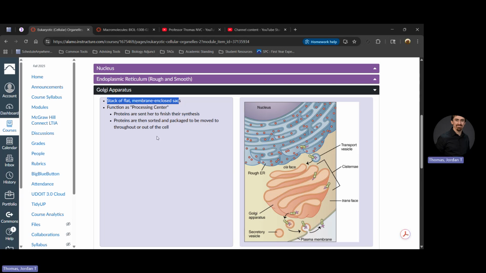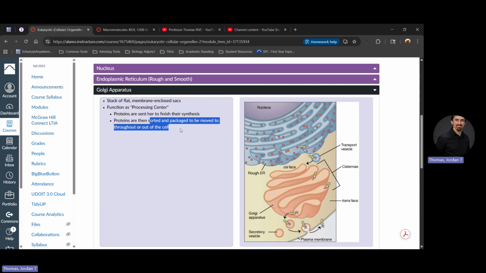So the Golgi apparatus is known as the processing center. Proteins are sent here to finish their synthesis. So some proteins are not fully functional yet after the rough ER. They are sent to the Golgi apparatus to finish being produced. The proteins are then sorted and packaged to be moved throughout the cell or out of the cell completely.